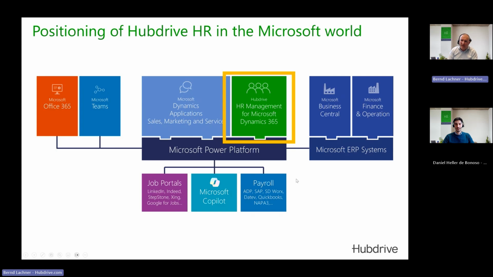From a positioning perspective, on this slide you see on the right side that there is Business Central from Microsoft, and we integrate seamlessly to that. Hubdrive sits on the Microsoft Power Platform, like all the other Dynamics 365 first-party apps like Sales, Marketing, and Service. And on the left side, we see, for example, Microsoft Office and Microsoft Teams, which are seamlessly integrated to the Power Platform.